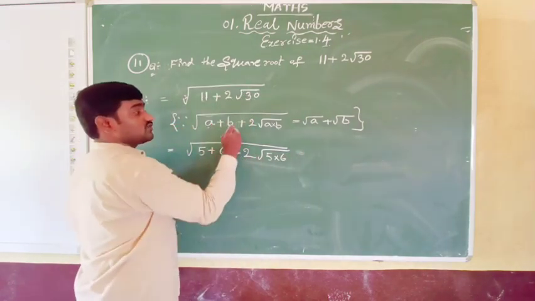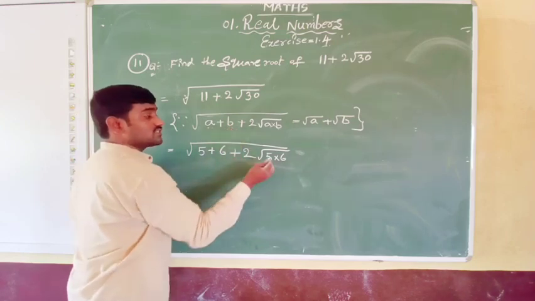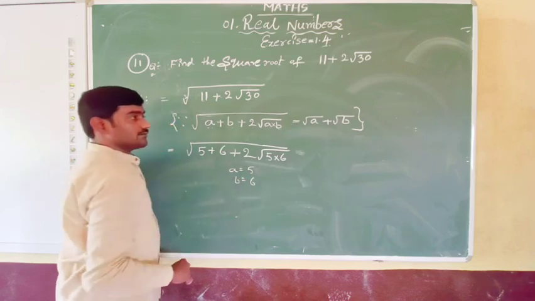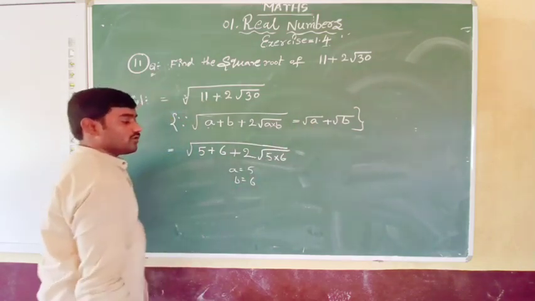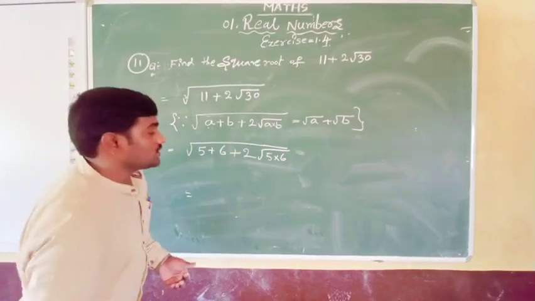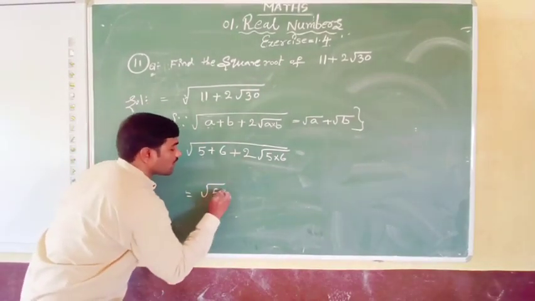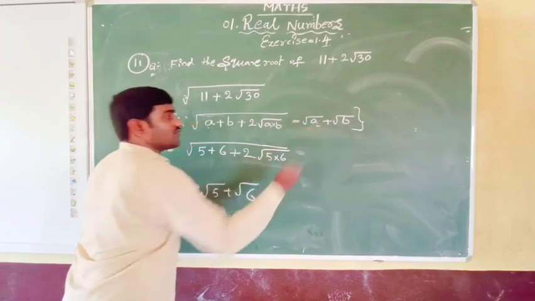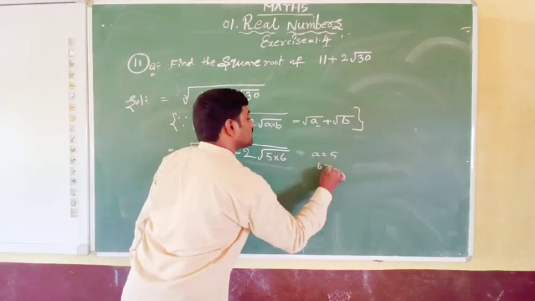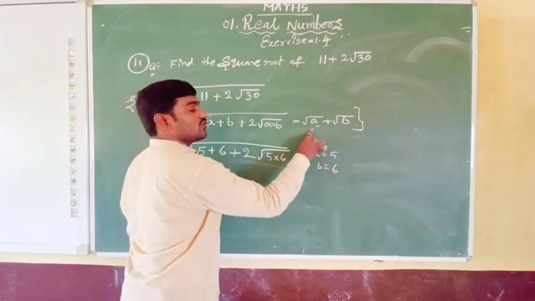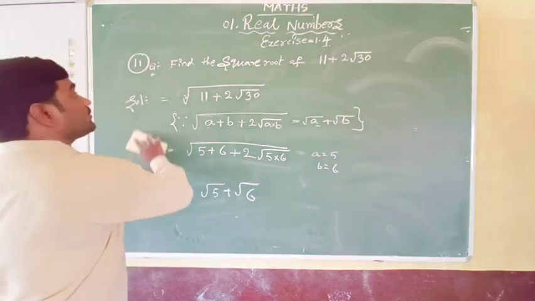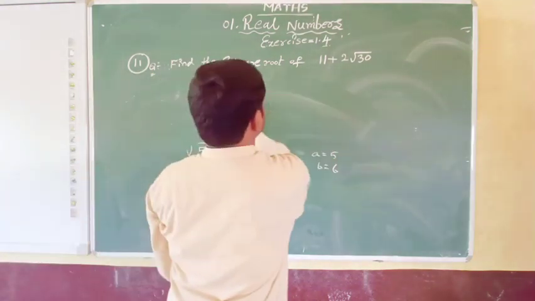So if it is in this form, the formula is suitable. So what is the a value here now? A value equal to 5 and b value equal to 6. But we have to change in this form now. Let us write the answer now. The answer becomes root 5 plus root 6, because this is the formula, root a plus root b. So a equal to 5, b equal to 6, so root a equal to root 5, root b equal to root 6. Very simple, no?